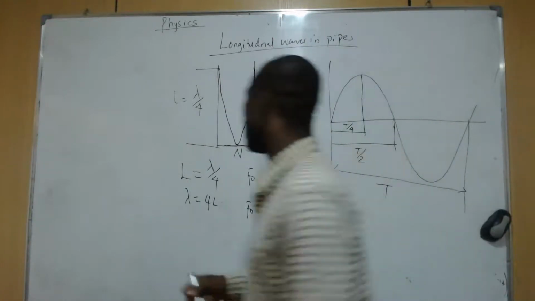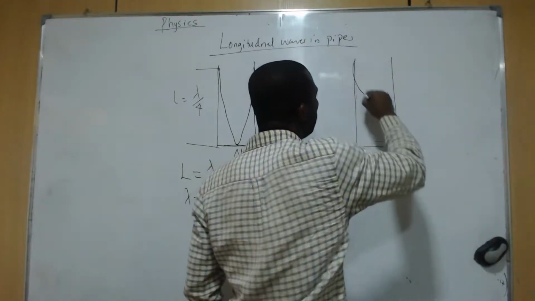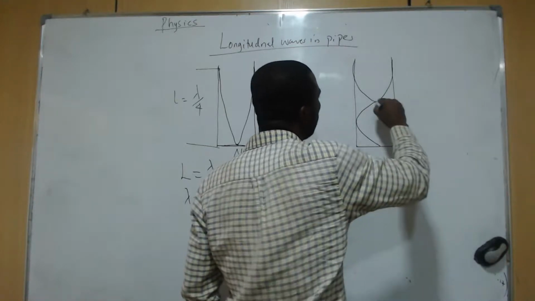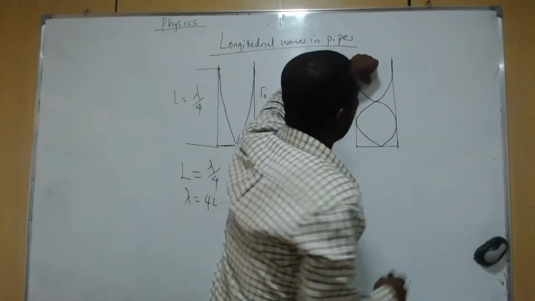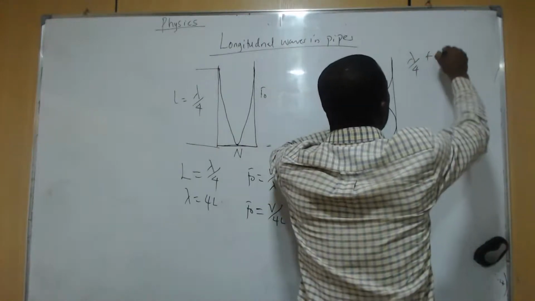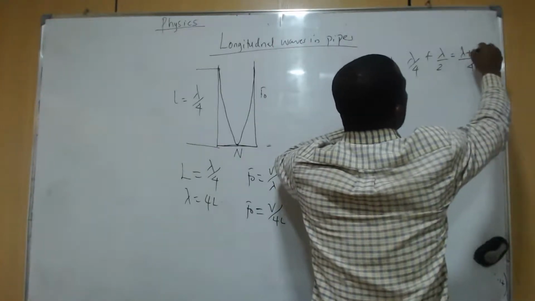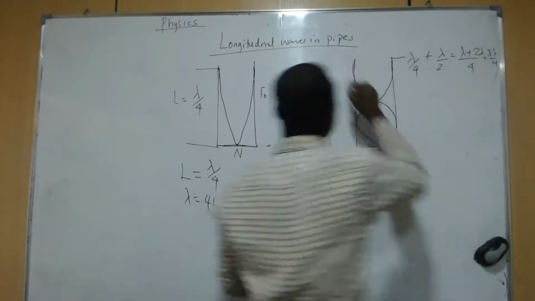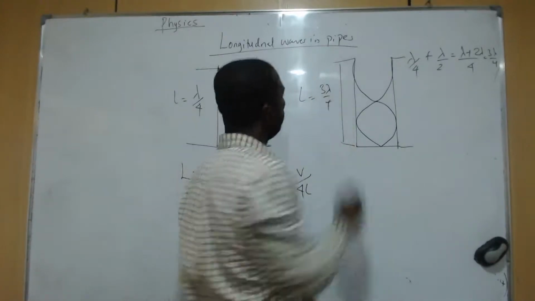Now, for the first overtone, this represents a quarter of a wave because we have lambda over 4. This represents half of a wave, we have lambda over 2. So we have LCM 4. We have lambda plus 2 lambda, which is 3 lambda over 4. Therefore, the length of this pipe represents L equal to 3 lambda over 4.